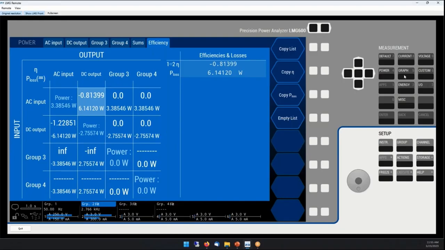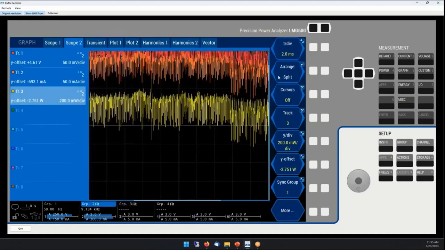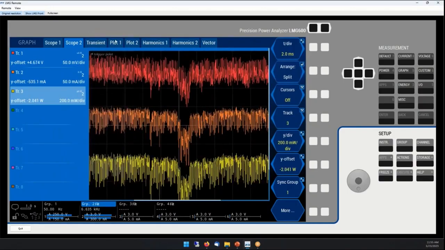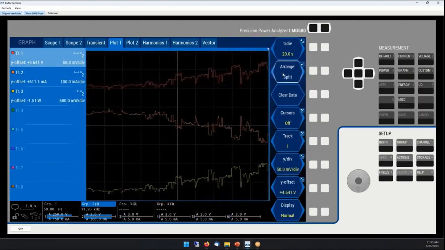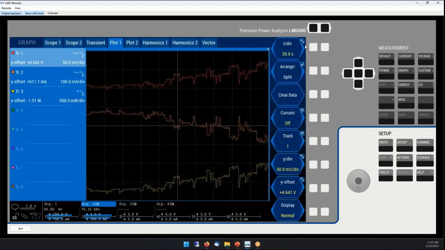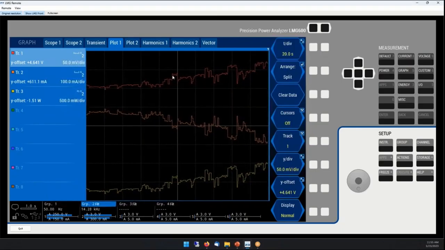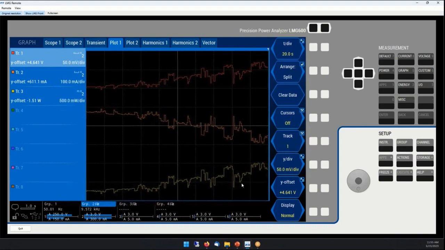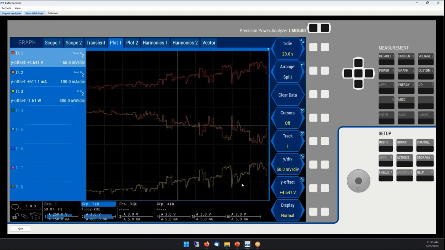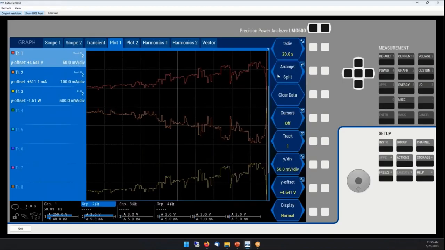Apart from that, going back to our graph, we can take a look at a plot. Let me fit it once to see everything. So this is a long-term recording of voltage, current, and power. And if I disconnect my USB device, split again.